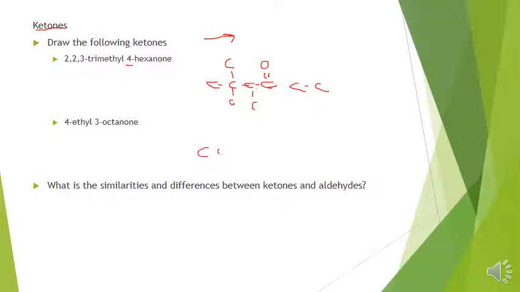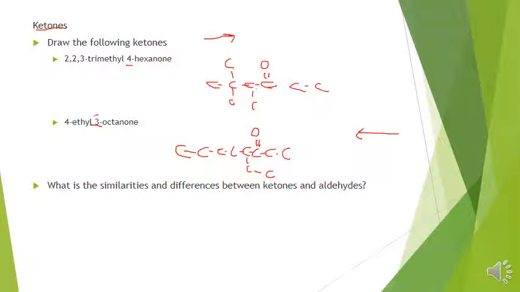4-ethyl-3-octanone. 1, 2, 3, 4, 5, 6, 7, 8. Okay, this time I'm going to go right to left. So I'm going to put the double bonded oxygen off of number 3. And there's the ethyl coming off of 4 right next to it. So right here.